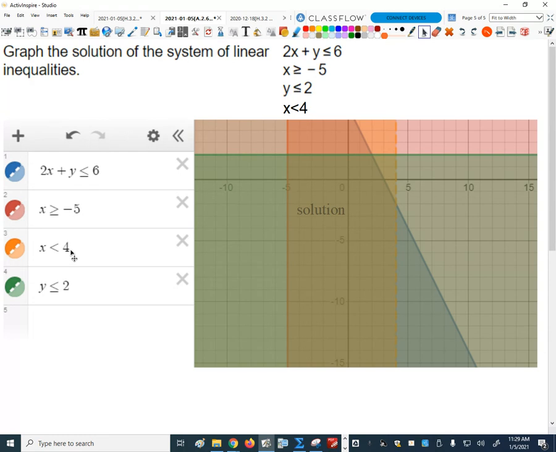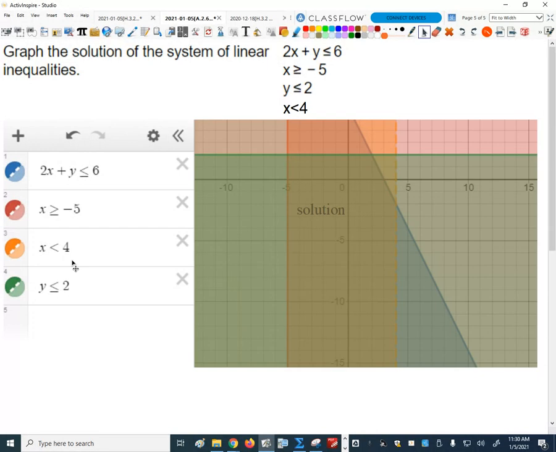So if I graphed all 4 of those in this case, right? The top one is blue, second one is red. It looks like I mixed them up. The x is less than 4 is orange, and y is less than or equal to 2 is green. Then look what we get, right? We get this solution down here, this one part that's shaded all 4 times.